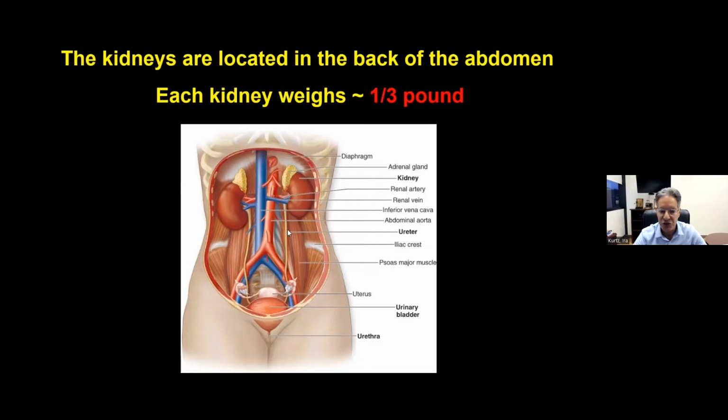So this slide shows the abdomen of the body, and the kidneys are seen here. They're more towards the back of the body. You can't really tell from this picture. They don't weigh much. They each weigh about 1/3 of a pound.